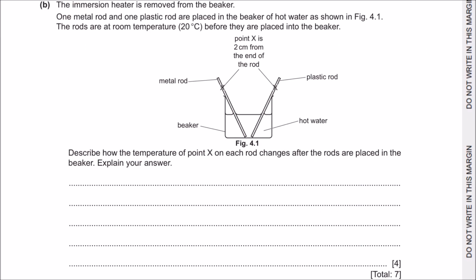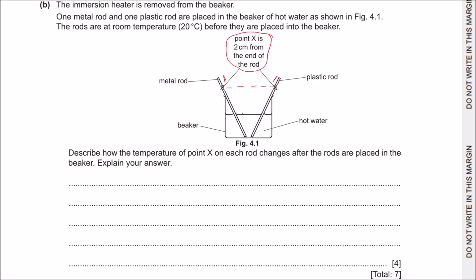Let's move on to part B. Part B reads, the immersion heater is removed from the beaker. One metal rod and one plastic rod are placed in the beaker of hot water as shown in Fig 4.1. Let's analyze Fig 4.1. Point X is the same point as X on the other rod. Why? Point X is 2 centimeters from the end of the rod. In other words, it's 2 centimeters here, it's also 2 centimeters here. So point X is the same point from the bottom to X.